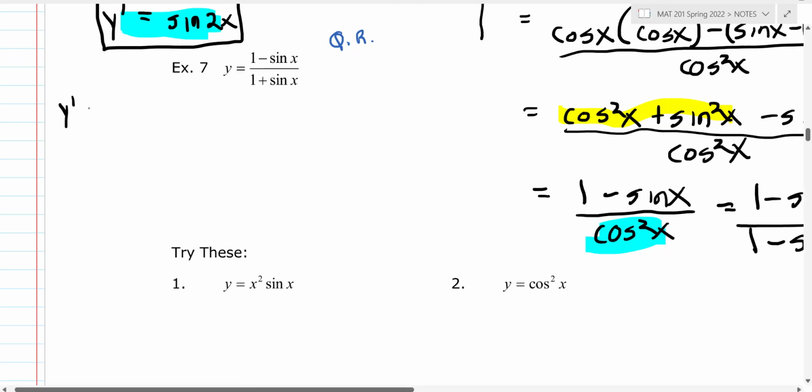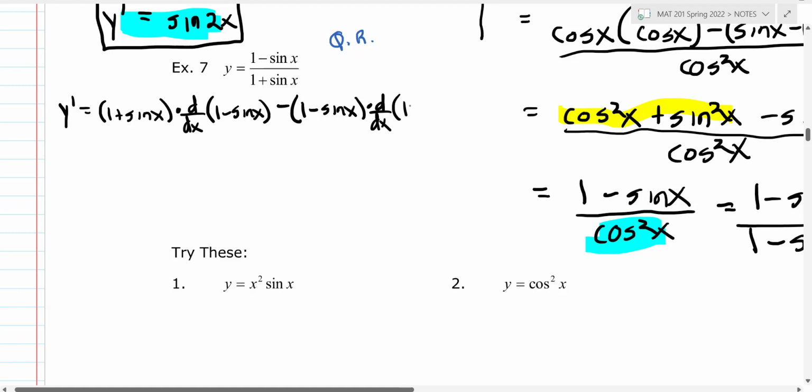So the derivative y prime, we're going to have the bottom multiplied by the derivative of the top, minus the top multiplied by the derivative of the bottom, all over the bottom squared. That didn't really leave a lot of room on this handout to get all these things done real well, I don't think. Okay, so let's go ahead and work this out then.